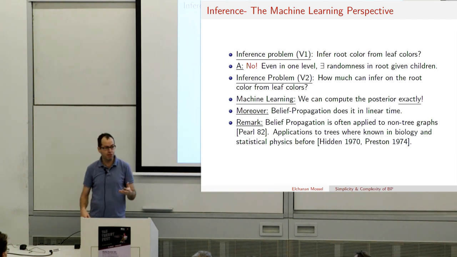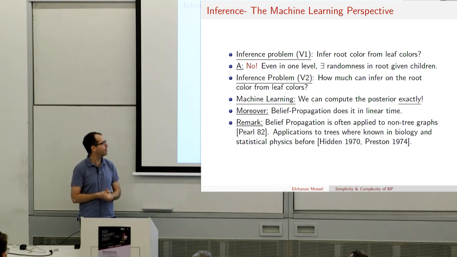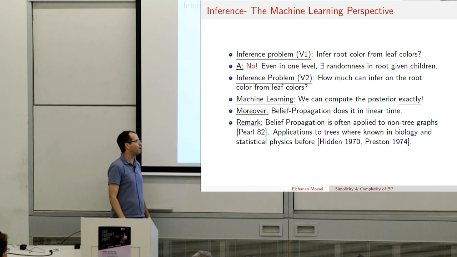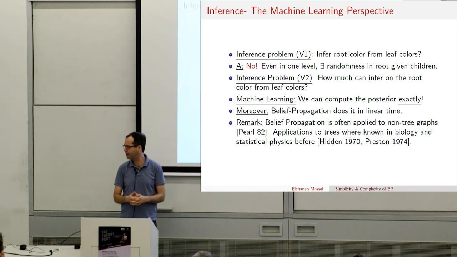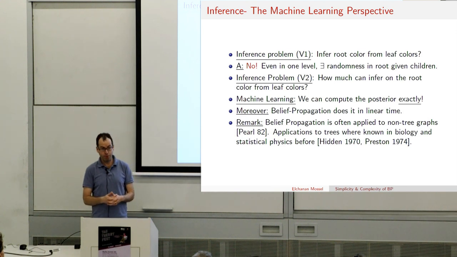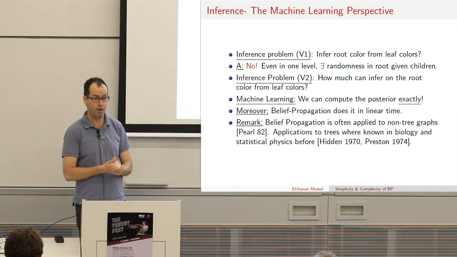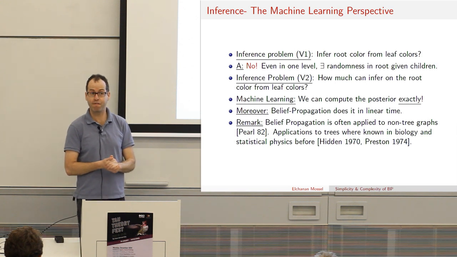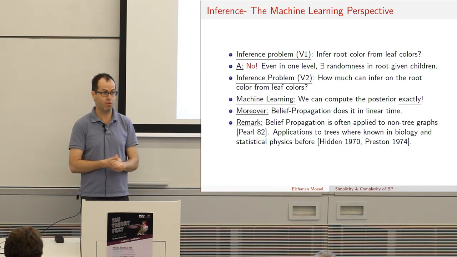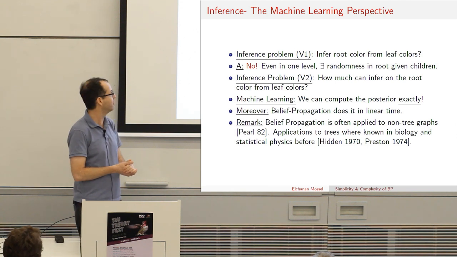So here's the machine learning perspective, if you want, very fast. If you really don't think about theory too much, you look at this problem and you say, this problem is very easy. Why is it very easy? We cannot compute the color of the root. We cannot know what the color of the root is, as we said, information theoretically. But we can compute the posterior distribution on the root. I can tell you, given the colors of the leaves, the probability that the root is red or blue or any of the colors, I can tell you exactly what these numbers are. And in fact, there's a very fast linear time algorithm called belief propagation for calculating this probability.